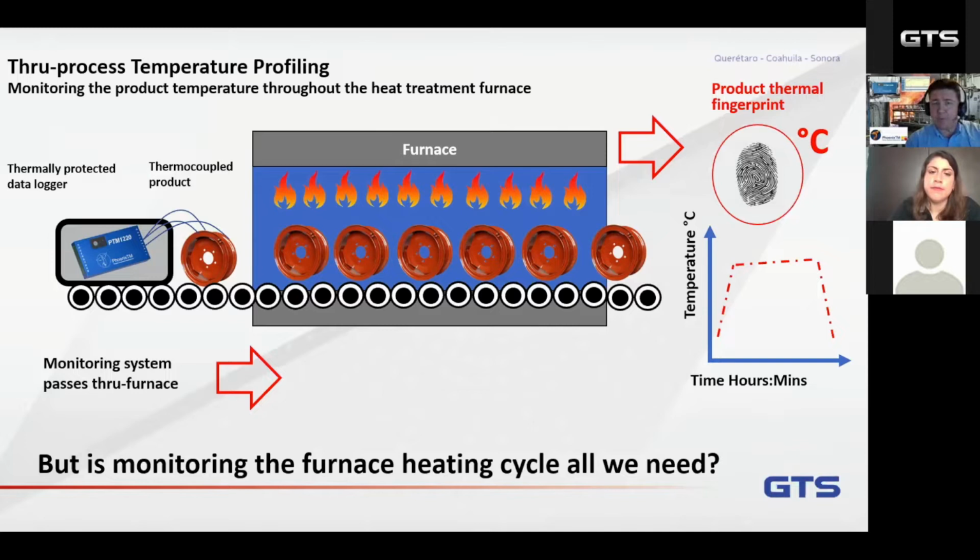So the system travels through the furnace and it measures what we refer to as the thermal profile. And that's really the thermal fingerprint of your product's heating in the furnace. And that is critical to you understanding whether or not you have the conditions you need for the quality of product that you want to produce. But the question is, is monitoring the heating cycle all we need to focus on? As you can allude from this presentation today, we're going to focus on what happens after the furnace in terms of the quench, which in my view is just as critical as the furnace itself, but is often ignored.